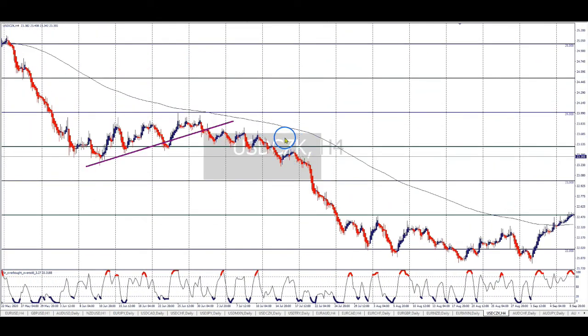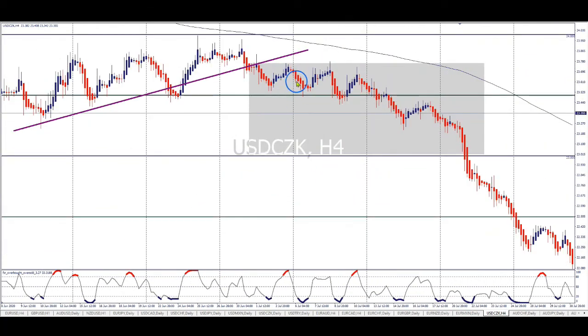Look at that price first. Always look at price first. Don't use the indicators before price. You will go wrong. Learn from my mistakes. You don't have to make them yourself. So look at price first.